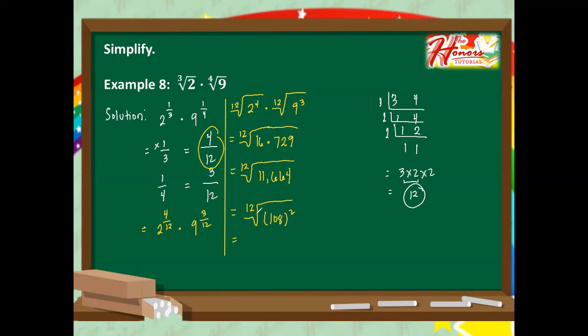Since we have here 2 and 12, we can divide it. So we can simplify it and divide it by 2. 2 divided by 2 is 1. 12 divided by 2 is 6. So we have here 6. And then inside we have here 108 raised to 1 or 108. So the final answer is 6th root of 108.